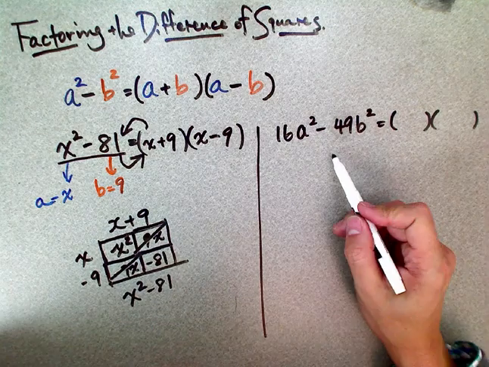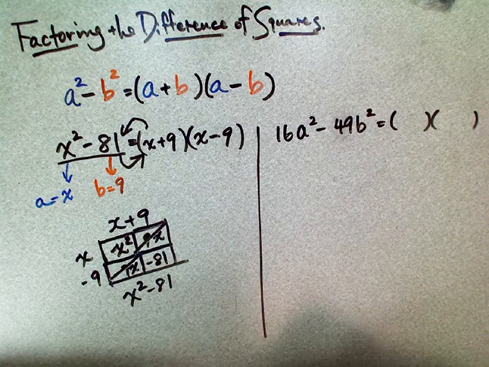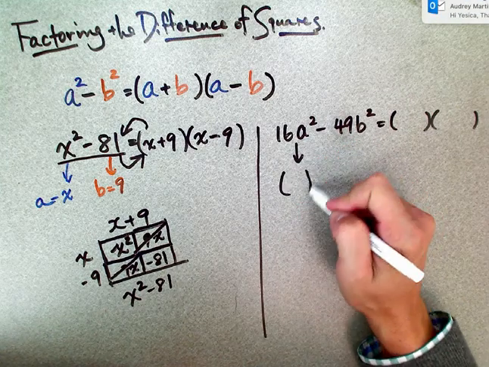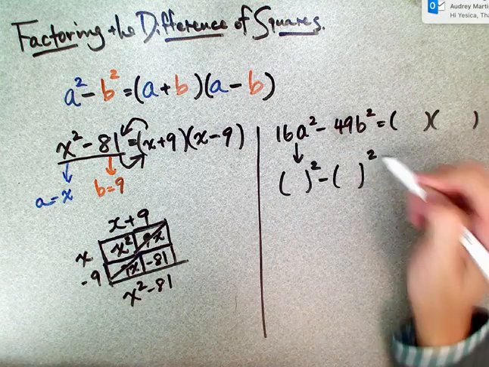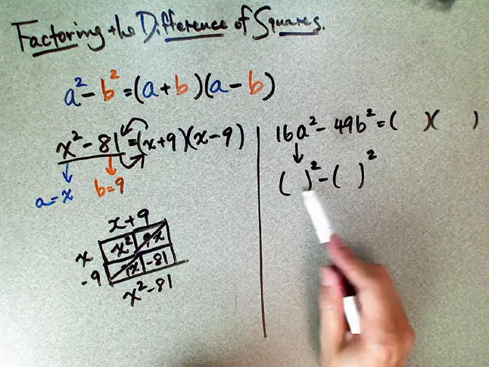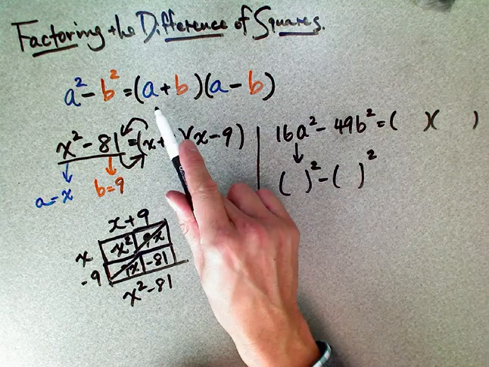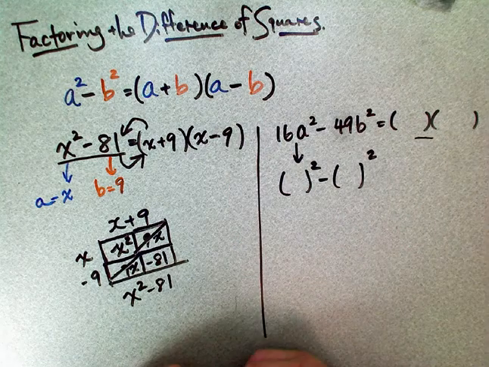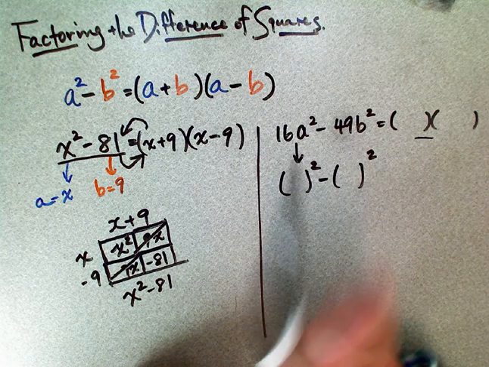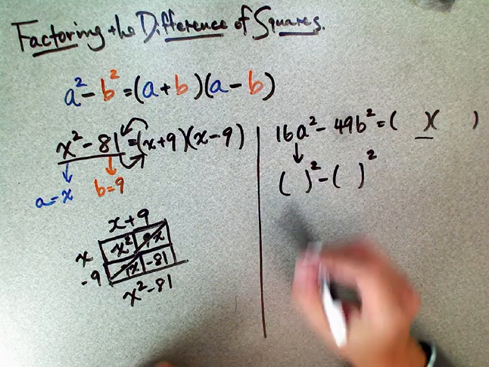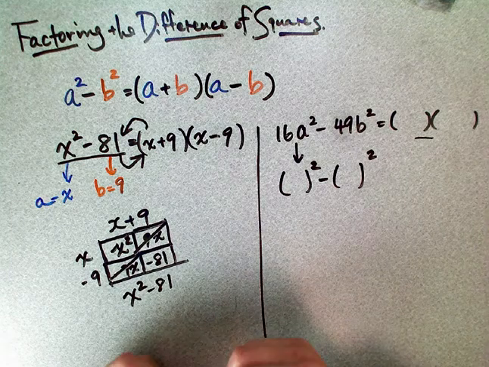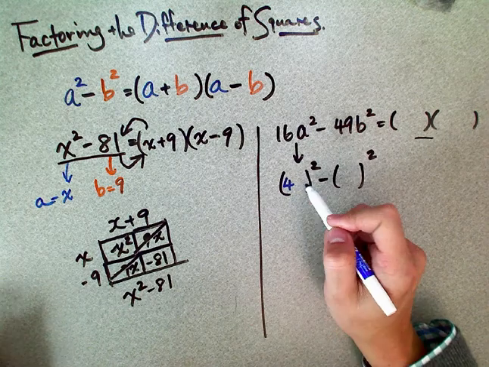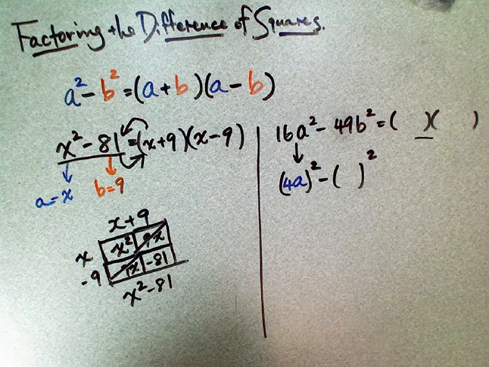How about this? What's a and what's b? So let's look at this. This is what squared minus what squared, right? So a squared and b squared. If we can find that number, then we can replace that with a and b like this, so that we can factor it like this, right? So what times what is 16a squared? What times what is 16 in the first place? It's 4. What times what is a squared? Of course it's a, because a times a is a squared, right?